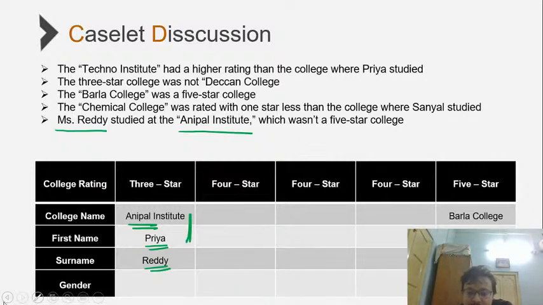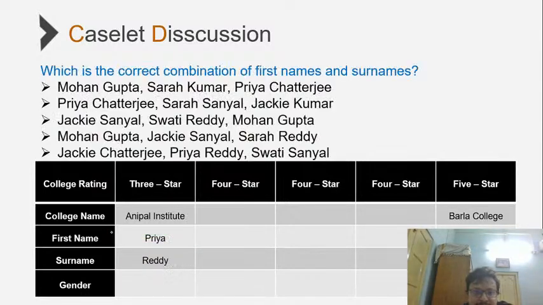Now, there was another question in the set which talked about names, first name and surname. Now that I've got one combination of first name and surname, that is Priya Reddy, let us go into that question. Which of the following is the correct combination of first name and surname? Anybody? Given that we have Priya Reddy, which one must be the answer? Given that we have Priya Reddy as one combination, which of the following can be the correct combination of first name and surname?